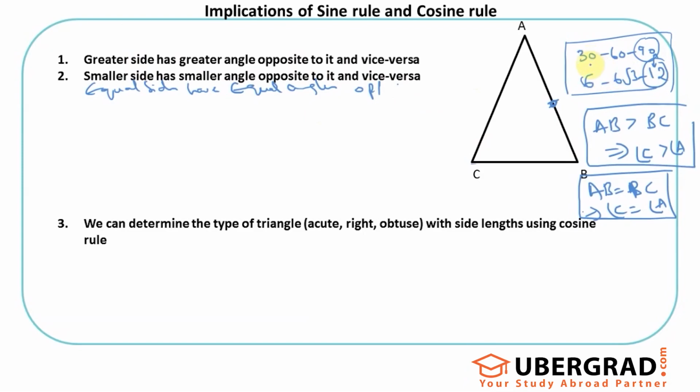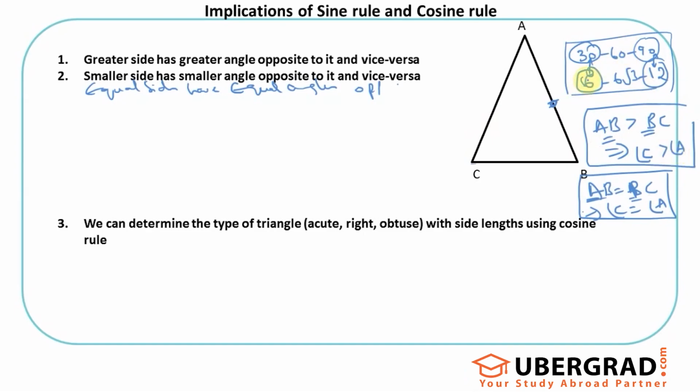Which is what we have just seen. The smallest side is 6, and the angle is also the smallest, 30. 6 root 3 is greater than 6, so that's why 60 is greater than 30. That's an important thing that you can understand and apply in the problems: when you know two sides are equal, then the angles opposite to them are equal. If you know one side is longer than the other side, then the opposite angles also do the same. That is, angle C is greater than angle A.